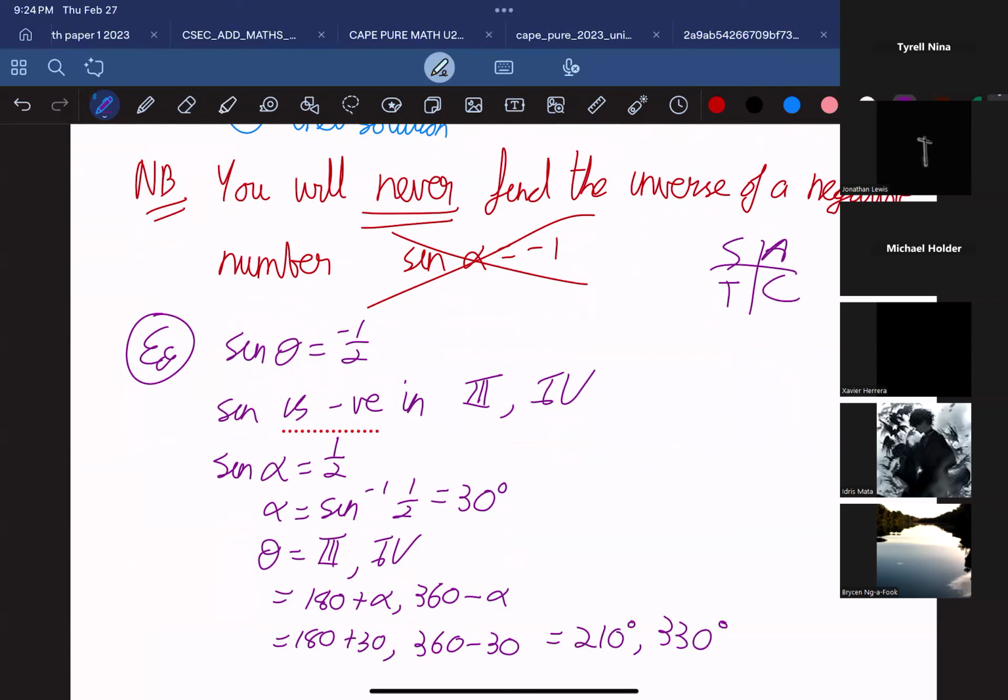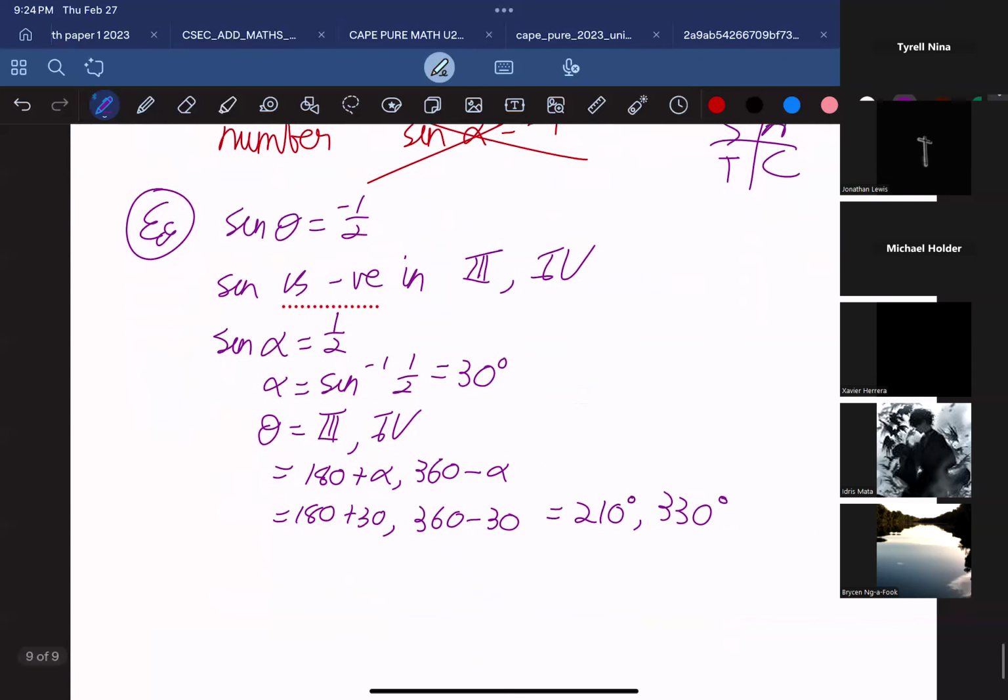So notice here, you'll never find the inverse of a negative number. If you find the inverse of a negative number, you do something wrong, right? Just remember that. All you're doing here, you determine what quadrant it's in, because it's negative in quadrant 3 and 4. Then I solve for alpha. Alpha is just you make the number positive and solve for alpha. And then you apply the suitable formulae. It's a foolproof way to do it, right?